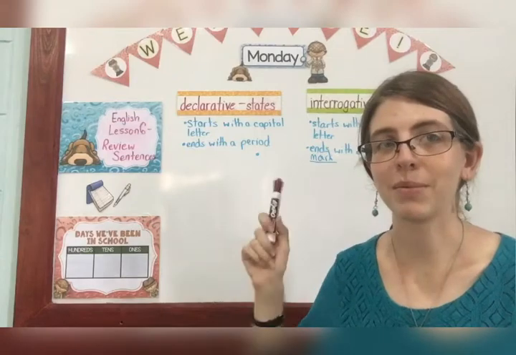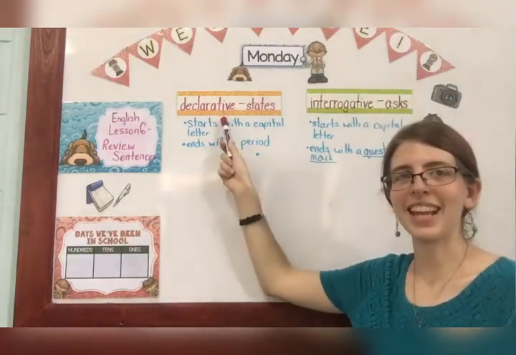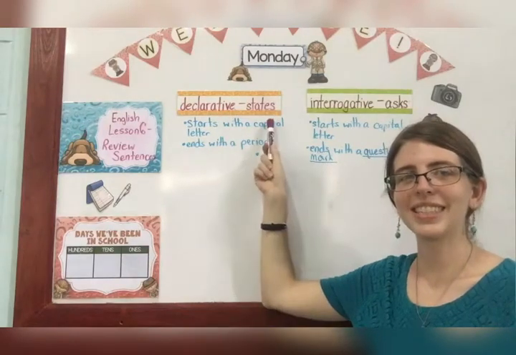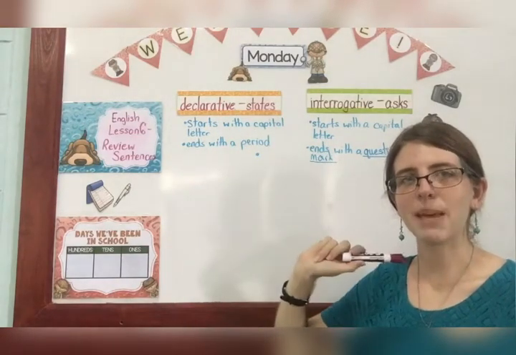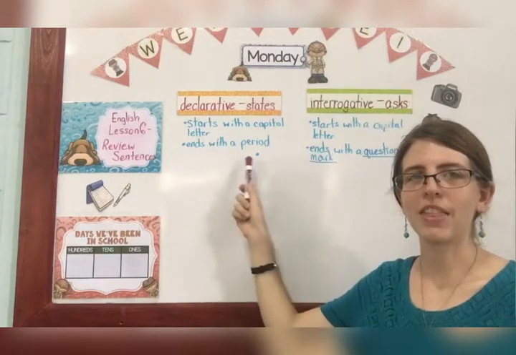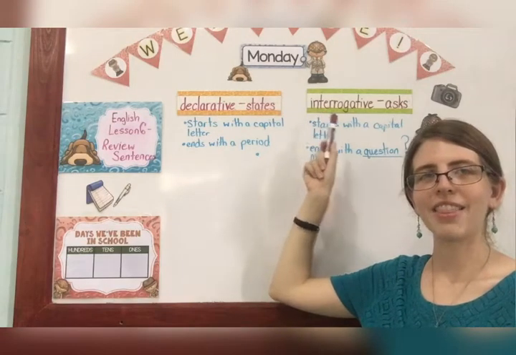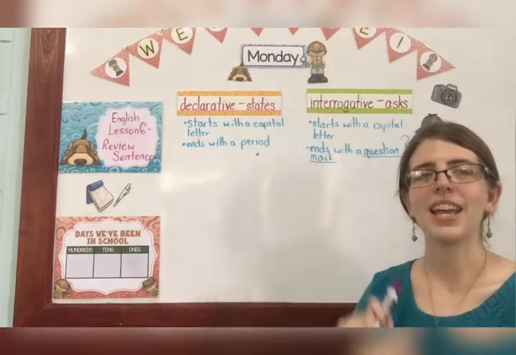In fact, you should be able to see them already behind me. The first one is declarative. Declarative states. It just makes a statement. Remember, it starts with a capital letter, ends with a period. Interrogative, that asks a question.